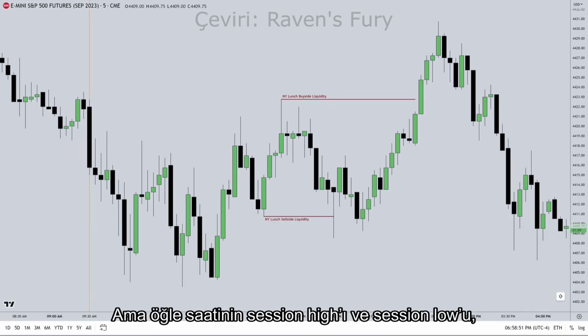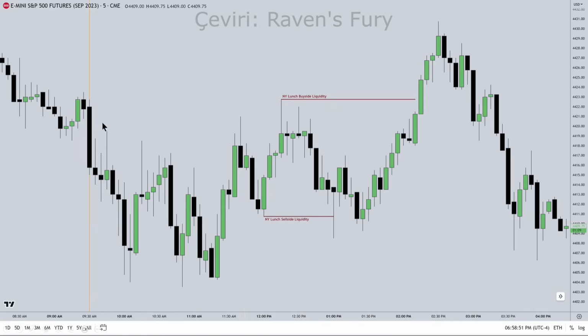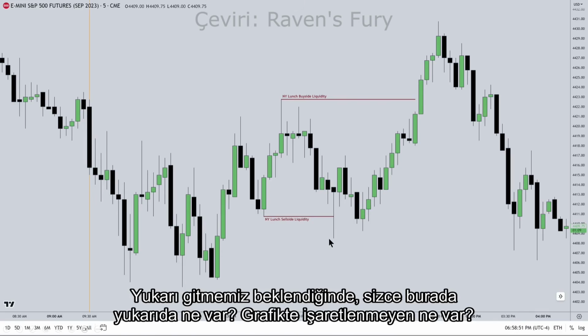But the session high and the session low for the lunch hour, the low here, we can see it running down, taking that, when we're expected to go higher. What do you think exists up here that's not being noted on the chart?